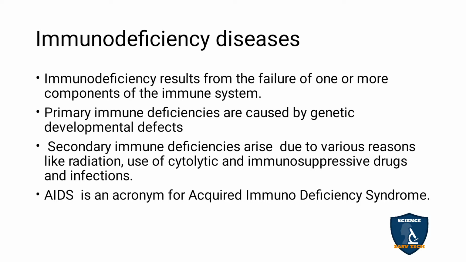Primary immune deficiencies are caused by genetic developmental defects. That is, primary means it is due to genetic developmental defects. Secondary immune deficiency arises due to various causes. Primary is from the genetic level, but the secondary has many reasons, like radiation, use of cytolytic and immunosuppressive drugs, and infections. Due to these, secondary immune deficiency disease can occur.